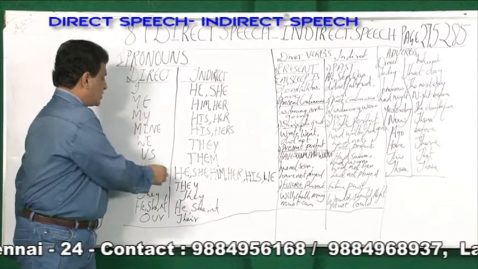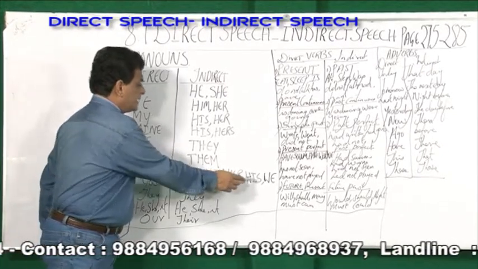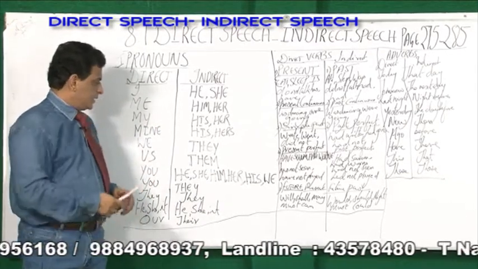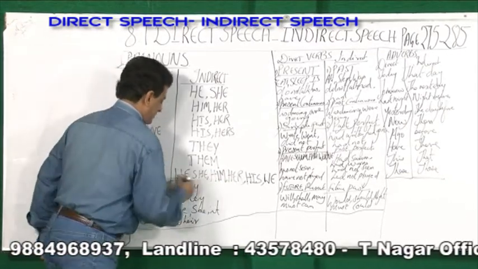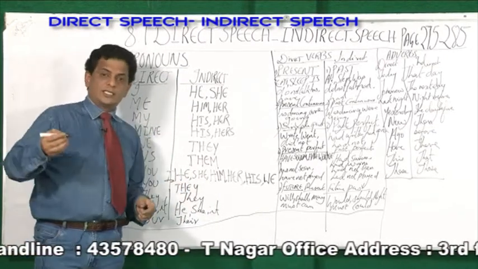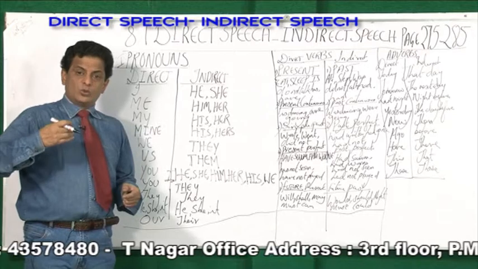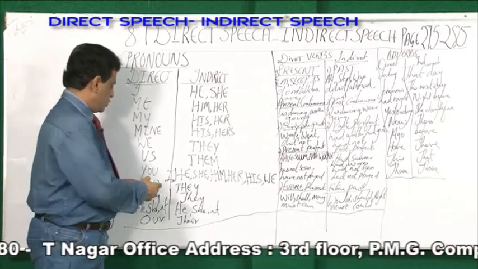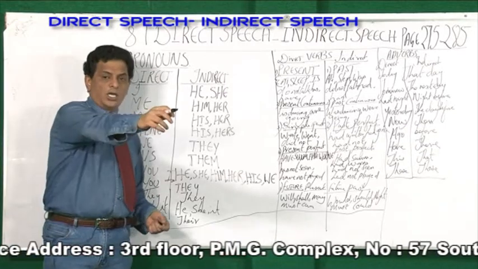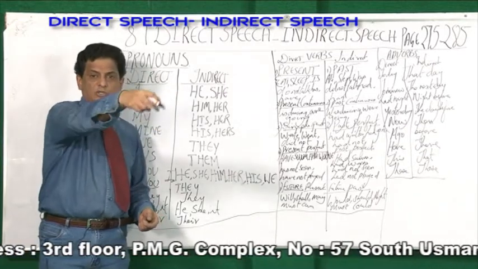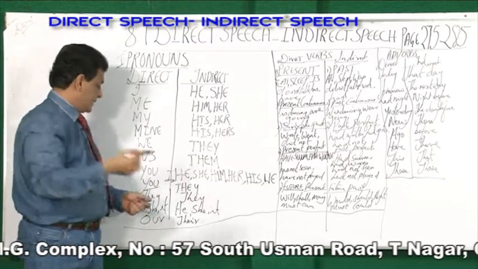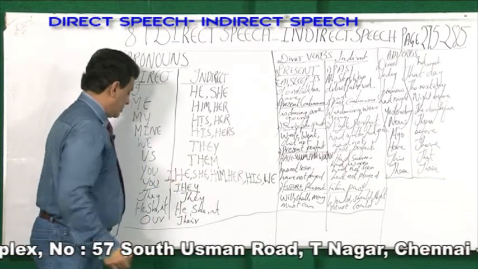You changes into he, she, him, her, his or we. I say you are a good boy. You go and say, sir told that I was a good boy. You changes further if it is plural, they. I say you are all intelligent students. You go and say, sir told that they were intelligent students.